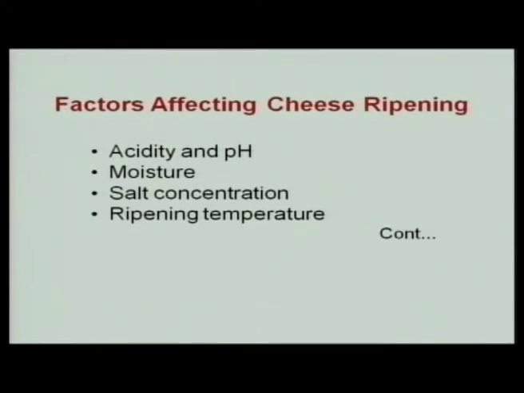There are different factors which affect cheese ripening, that is acidity and pH. The right type of acidity is very important for creating the environment. Similarly, moisture: if the moisture is high, then it encourages the growth of butyric acid bacteria, and salt concentration is important in inhibiting a large variety of spoilage organisms, and ripening temperature is an important factor in promoting the growth of the desirable organisms and bringing about the changes.